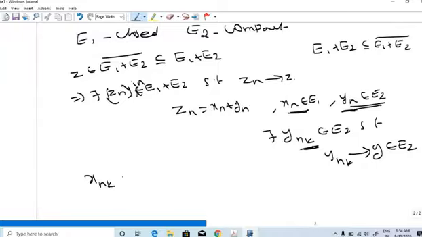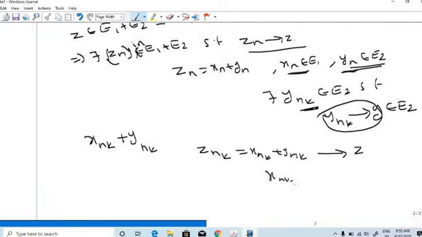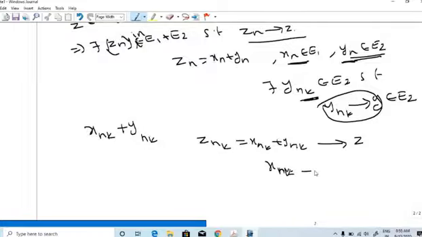Now, what is x_nk plus y_nk? Similarly, z_nk is nothing but x_nk plus y_nk. This converges to z, because zn converges to z, and therefore every subsequence also converges to the same point z. Now we know that y_nk converges to y. Now subtract y_nk from x_nk plus y_nk, so that y_nk is cancelled, using the algebra of limits. This converges to z minus y, because y_nk converges to y. Now subtract this, and we get this one.